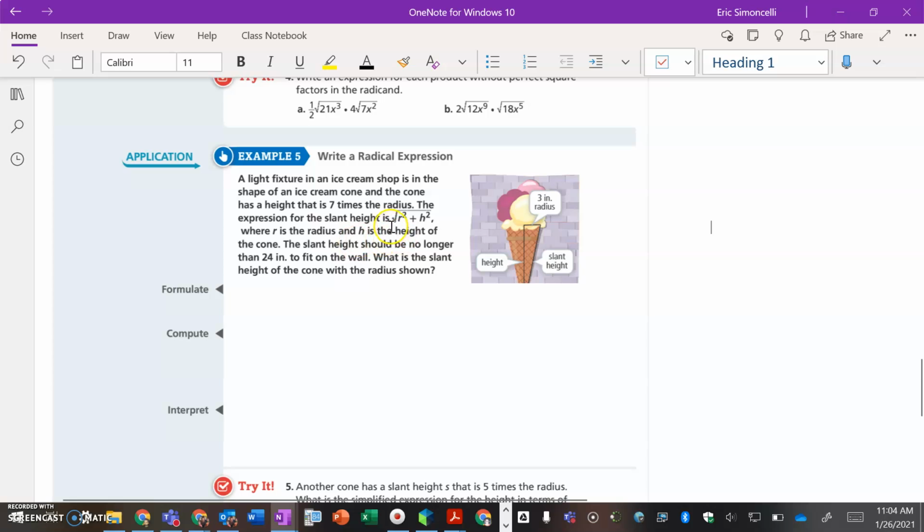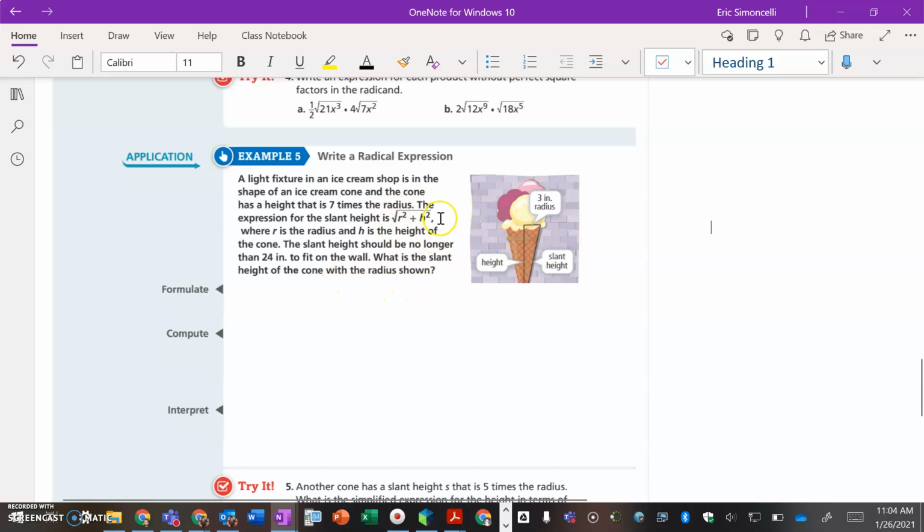The slant height is written as the square root of r squared plus h squared, where r is the radius. In this case, you can see already in the depiction, 3 inches. And h is the height of the cone, which they represent here from top to bottom, essentially. The slant height should be no longer than 24 inches to fit on the wall. What is the slant height of the cone with the radius shown?